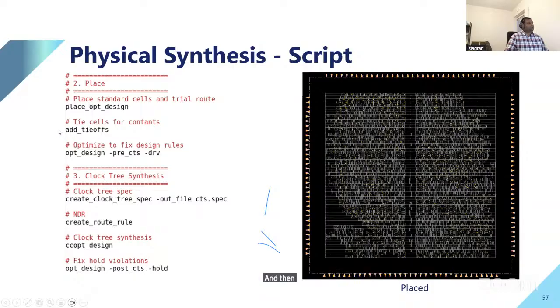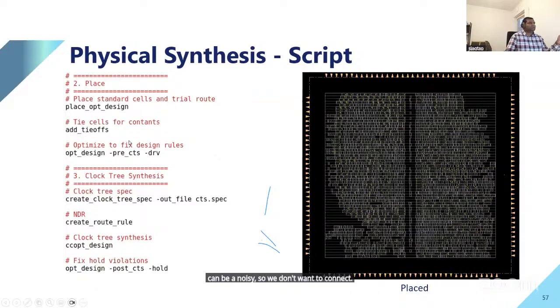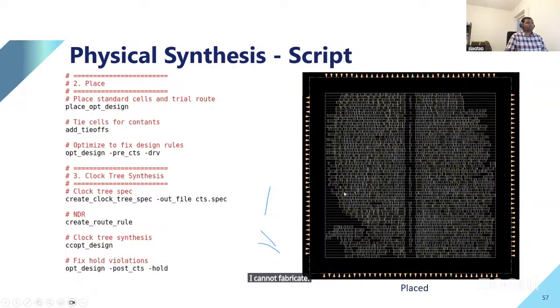And then we perform add ties. If you have a constant logic, like constant high or constant low, we don't want to directly connect to VDD or ground. So for that, we have tie cells, because VDD and ground can be noisy. So we don't want to connect the gate of a cell directly to VDD or ground. So here we go through the tie cells. Then we perform pre-CTS optimization and checks. So basically, we want to make sure that we are not doing anything which is not manufacturable. So if something is a problem, it will tell you, okay, fix this because I cannot fabricate something like this.